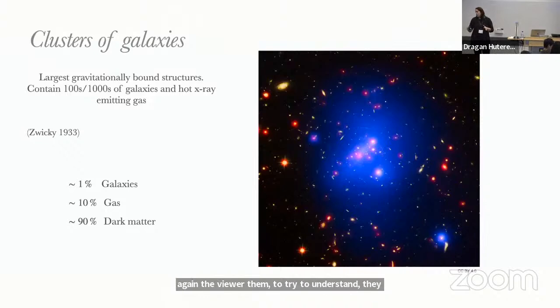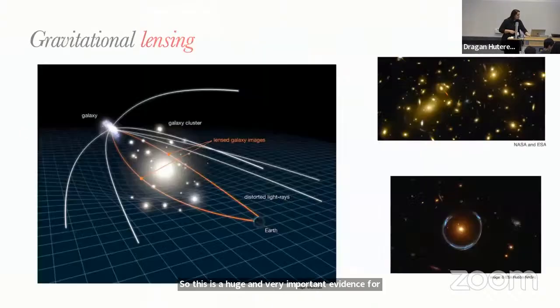It wouldn't work. So this tells us that I'm missing 90% of the matter of this cluster, which is going to be in the form of something that is, again, non-luminous. It doesn't interact with anything. So we call this dark matter. This is a huge and very important evidence for the existence of dark matter.